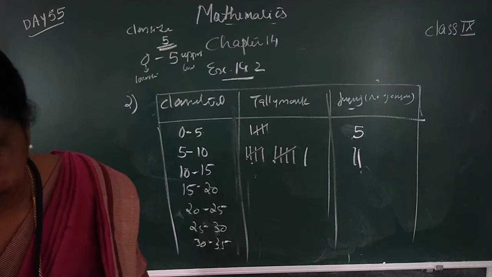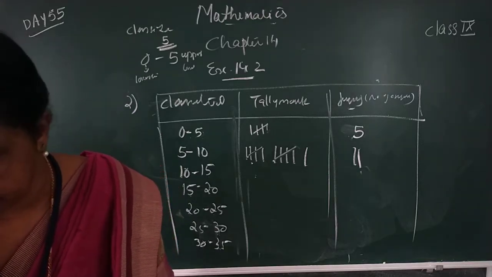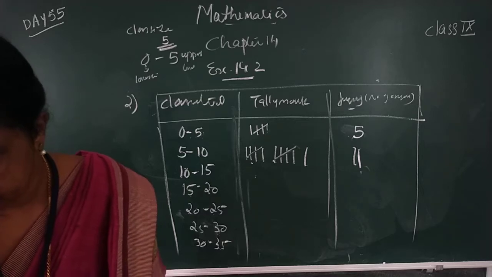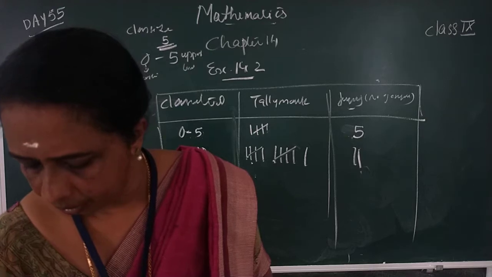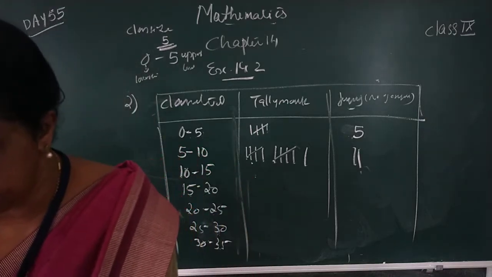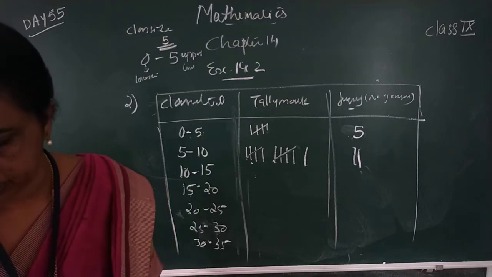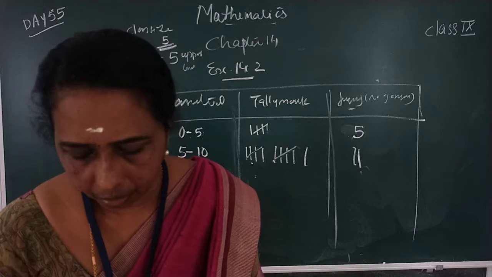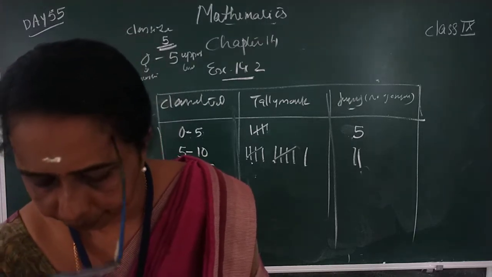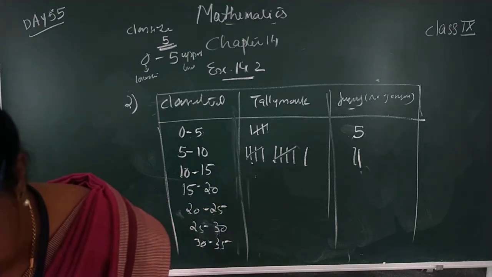Similarly, the third question and fourth question are homework. Fifth question we will do because it is a decimal number. Okay. Then third and fourth question homework. Here one more question is there. What are the main features that we can observe from the table? What are the features?